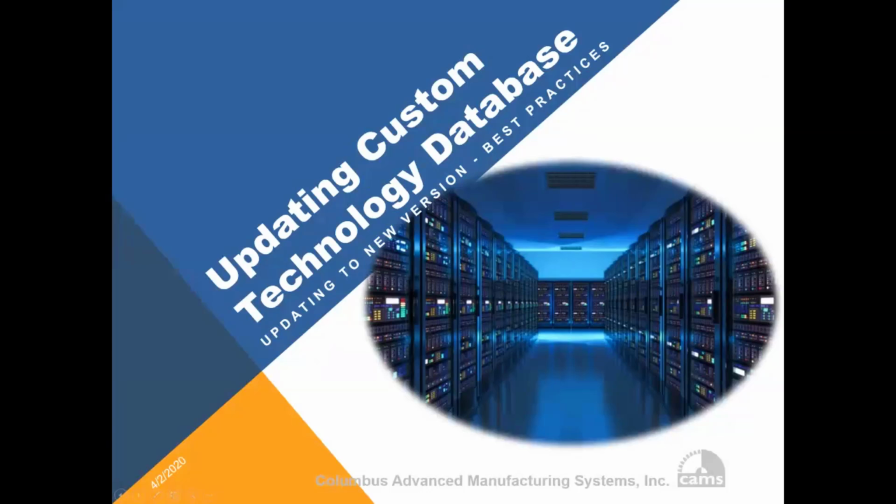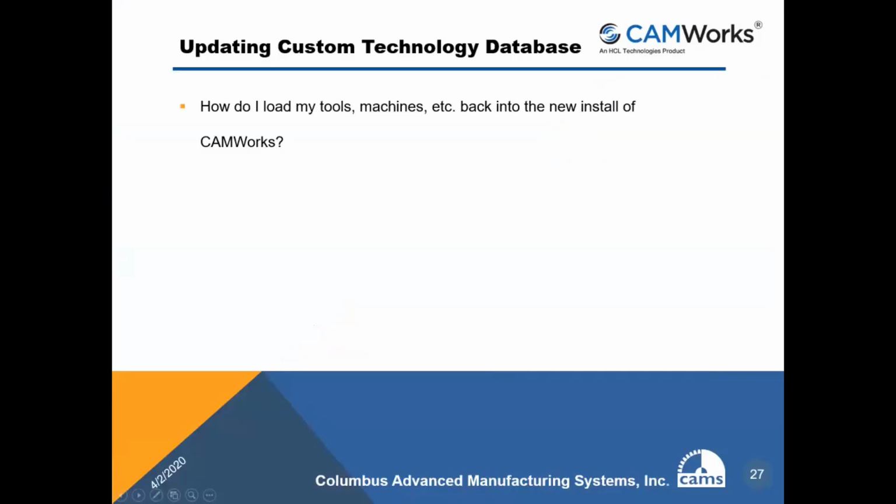And then we're going to go through here, updating the custom technology database. This is a big one. To update to a new version, this is one of the most common questions or concerns about updating. How do I load my tools, machines, etc., back into the new install of CAMWorks? That's done through the TechDB, because the TechDB stores all that information: tools, machines, strategies, which I think Jesse had asked earlier. That would all come in through the database. So when we backed it up, we're going to convert it into the new version to bring in my custom strategies I've saved.